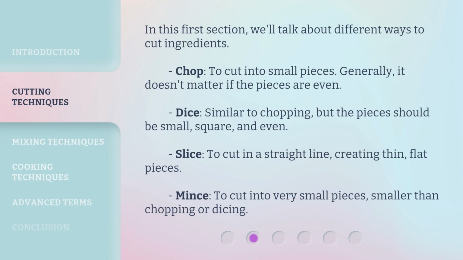In this first section, we'll talk about different ways to cut ingredients. Chop, to cut into small pieces. Generally, it doesn't matter if the pieces are even. Dice, similar to chopping, but the pieces should be small, square, and even. Slice, to cut in a straight line, creating thin, flat pieces. Mince, to cut into very small pieces, smaller than chopping or dicing.